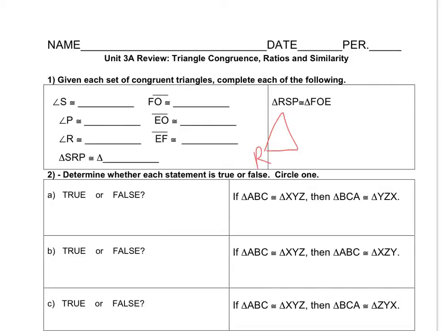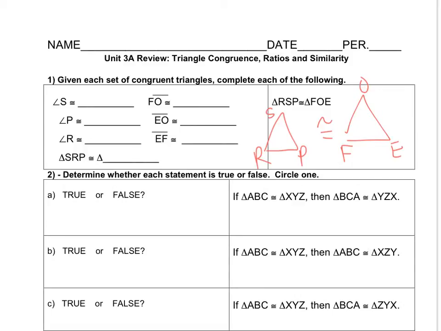So I have RSP is congruent to triangle FOE. Remember, when you're naming your triangles, make sure you go in the same order. So I started at R, went to S, and came back down to P. Same thing, start bottom left. So F, up to O, back down to E.